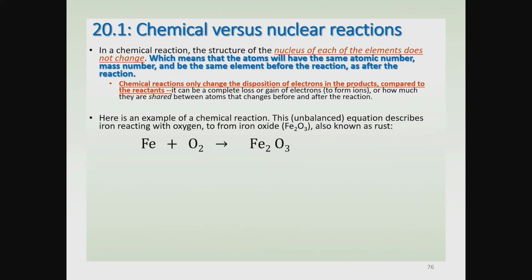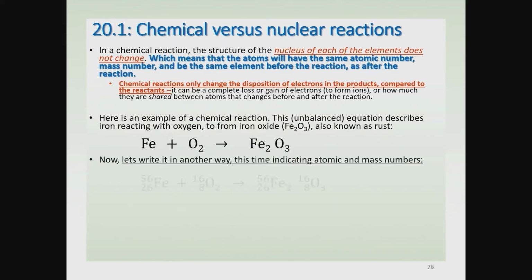In the presence of water, which acts as a catalyst, we have iron combining with oxygen to form the compound iron oxide. This is a chemical reaction. The reason it's a chemical reaction is that you can look at this equation and see that the elements are not changing their identity as you go through the reaction. On top of that, the atomic numbers and mass numbers of the nuclei of these elements are not changing.